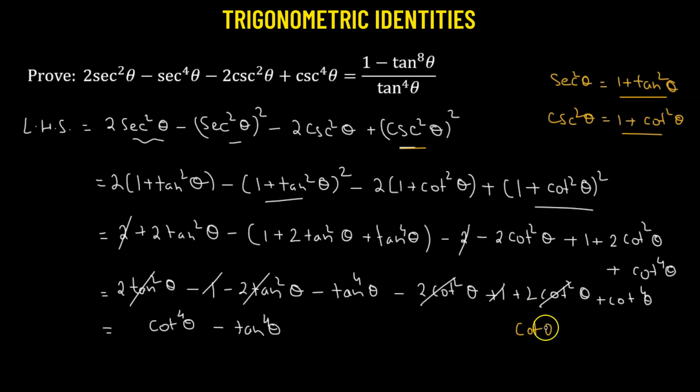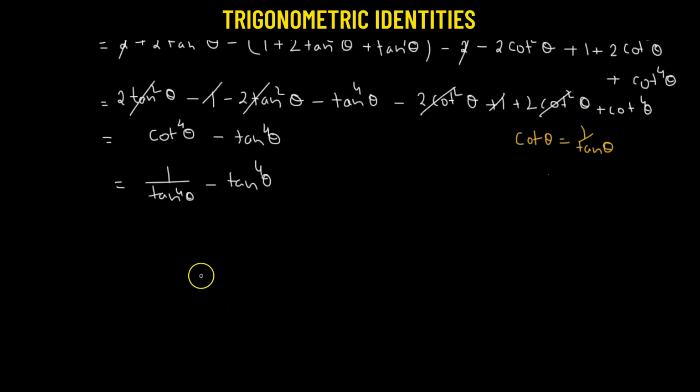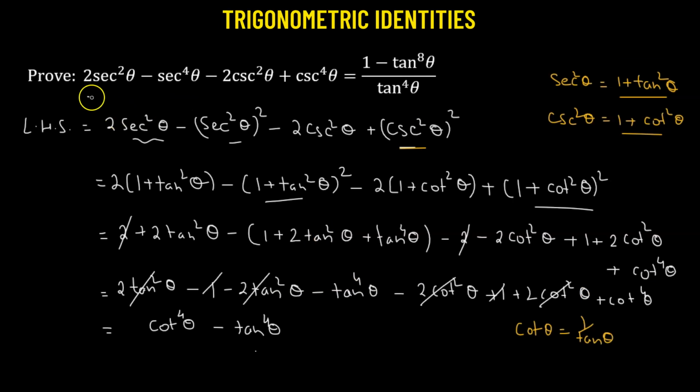That means cotangent of theta is equal to 1 over tangent of theta, which means cotangent of theta whole raised to the power of 4 can be expressed as 1 over tangent of theta whole raised to the power of 4, minus tangent of theta raised to the power of 4. We can combine the two terms, and that will be equal to 1 minus tangent of theta whole raised to the power of 8, whole divided by tangent of theta raised to the power of 4. And this is the expression on the right hand side. Hence we have successfully shown that the left hand side is equal to the right hand side, hence proved.